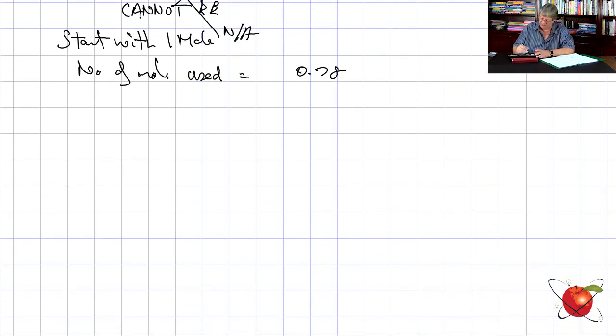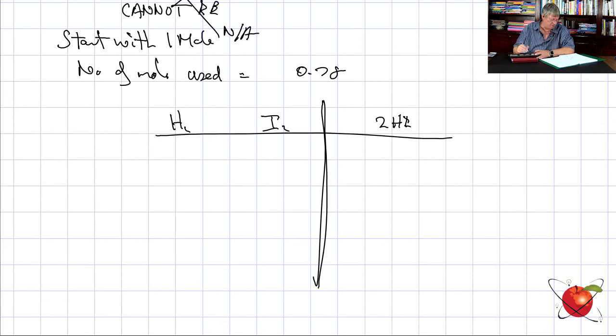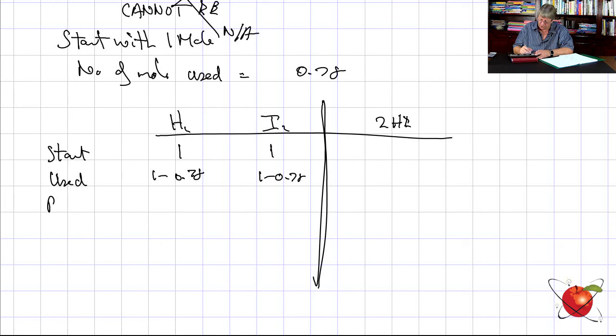I'm going to put it out here now. H2, I2 and 2HI. All I'm doing is copying what I had before. I said start, used, started with 1. Used is 1 minus 0.78, correct? Over here I was 1 minus 0.78. Therefore, produced is going to be 2 times 0.78. This is equal to 1.56.